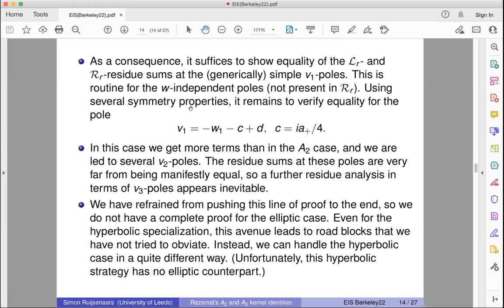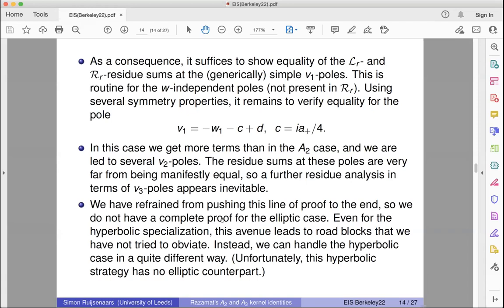It would be in principle possible to go the same route, but first you have this V1 pole that depends on W as just one, but then you need to go to the V2 poles, and there are lots of them, but that's not enough because then everything still depends on V3. And you get even more pole terms for V3, and it just gets too hairy, for me at least. So that's where I gave up on that. So there's no complete proof for the elliptic case.